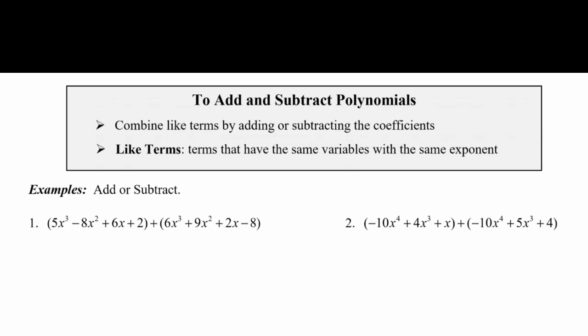Okay, so in this video, we're going to continue our work with polynomials, and now we're going to add and subtract polynomials. In the previous video, we talked about what polynomials meant, what the word terms meant, and we talked about degrees. So I will refer you to that video if you want a little bit more of that terminology.